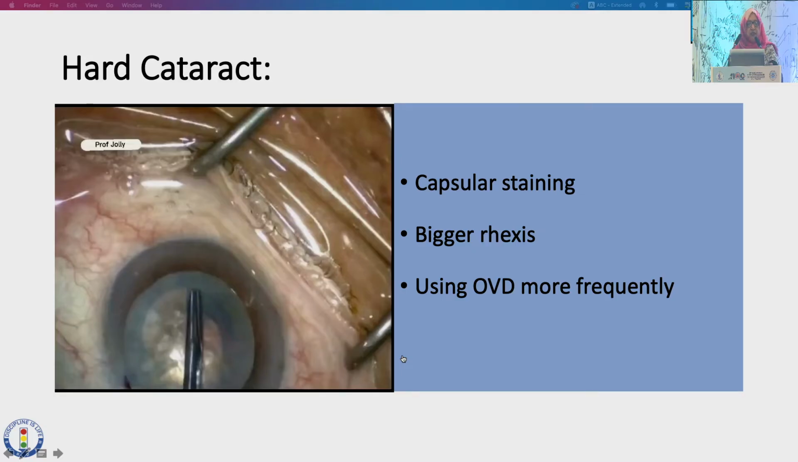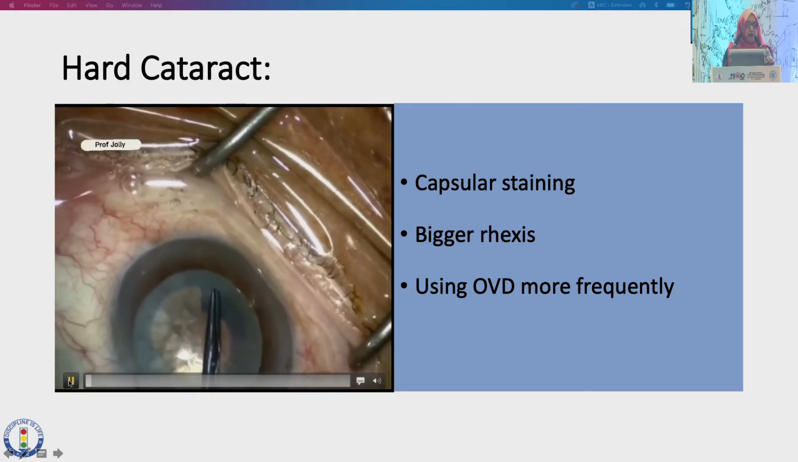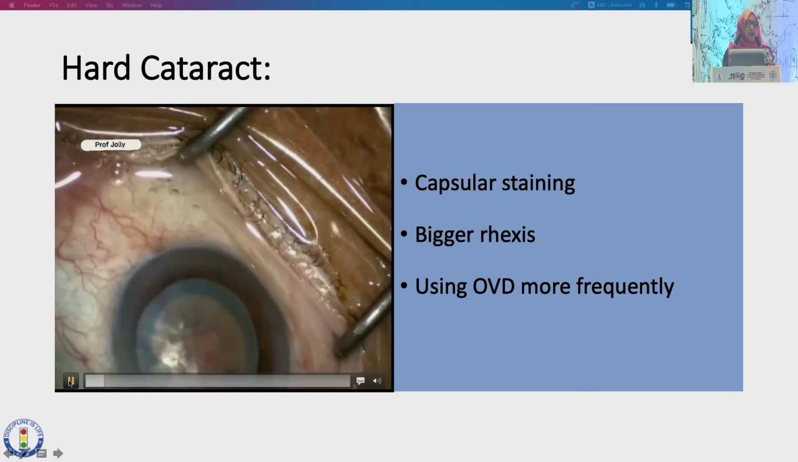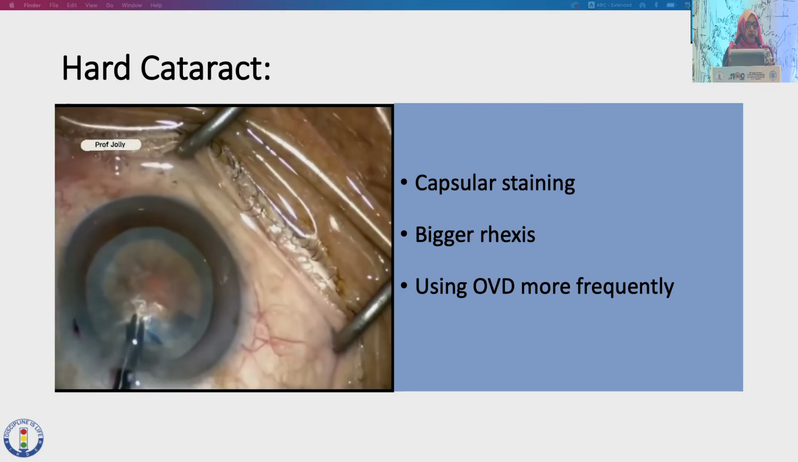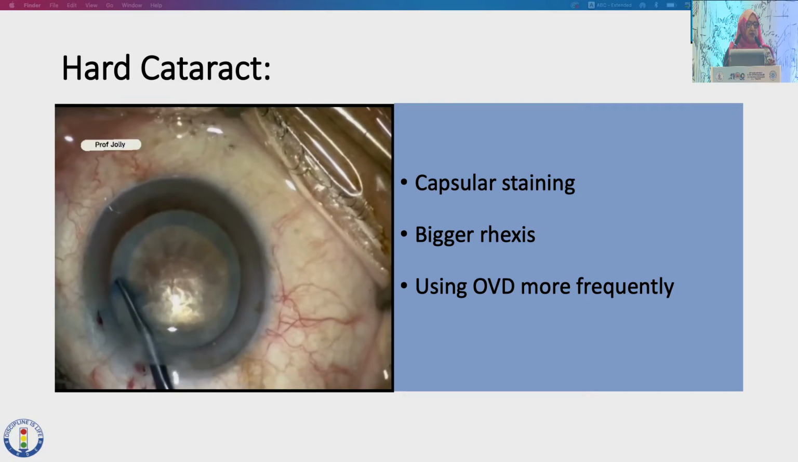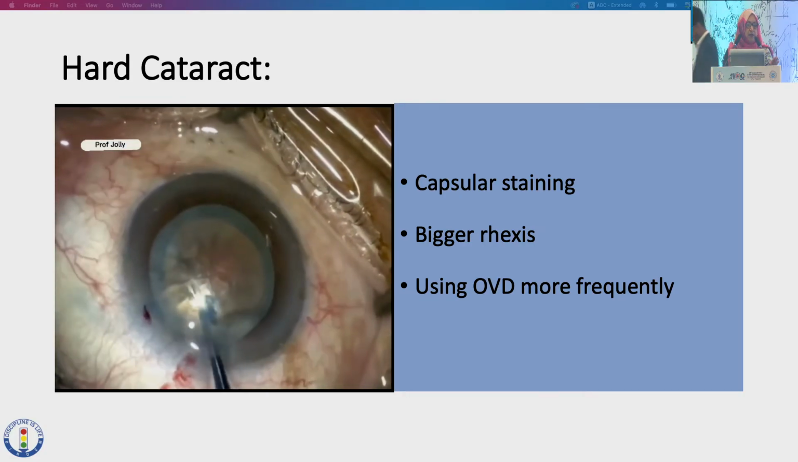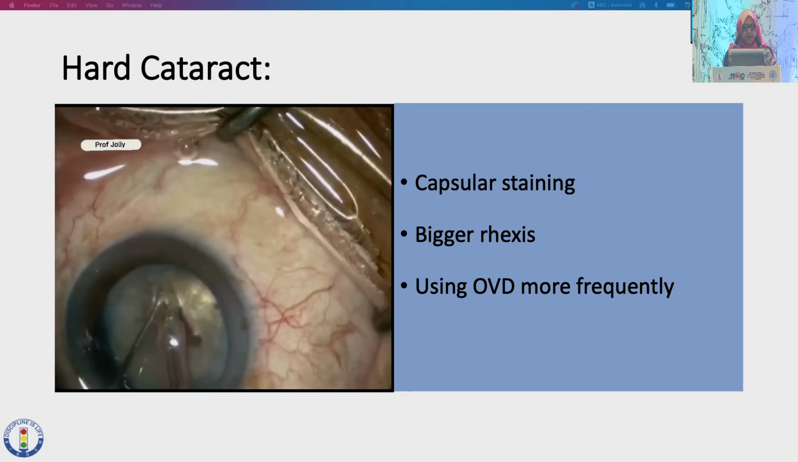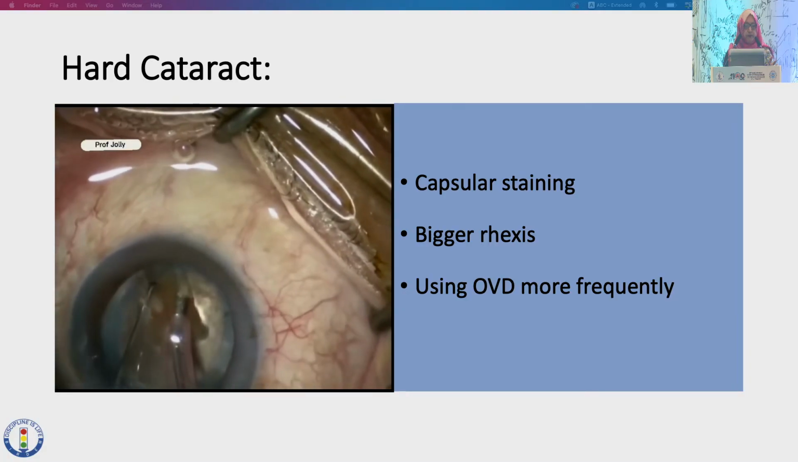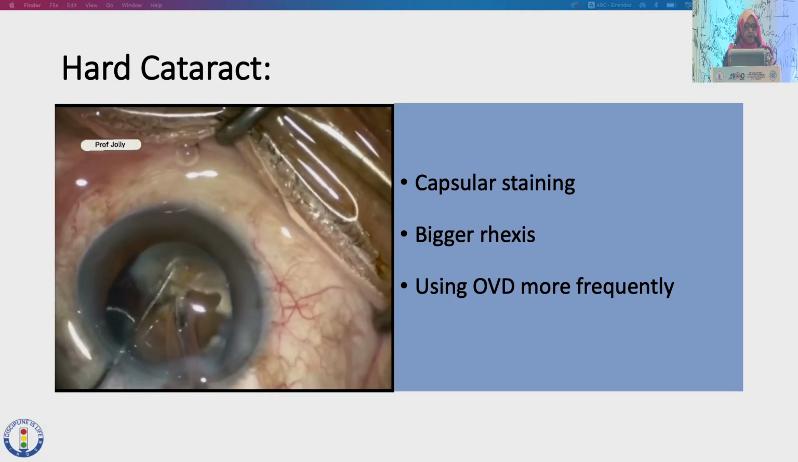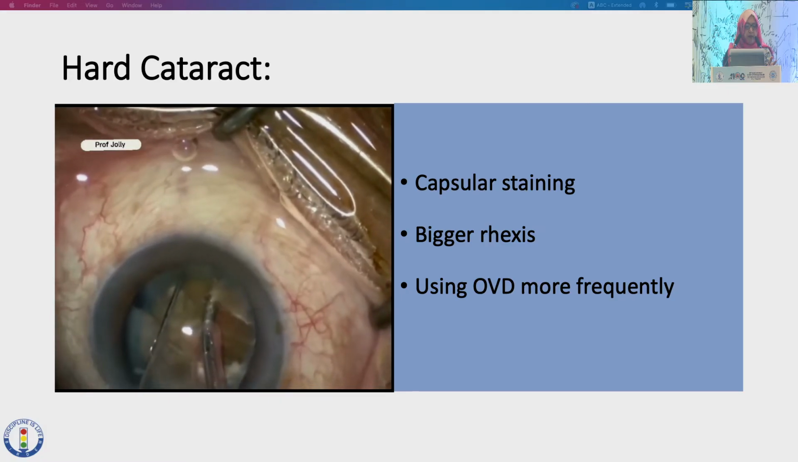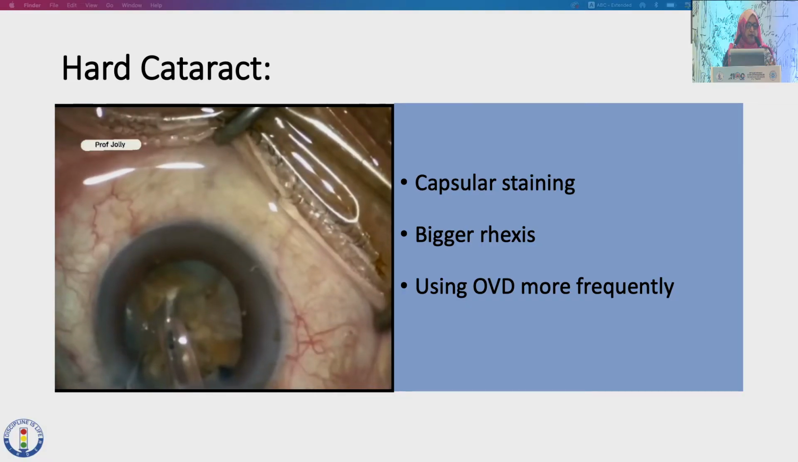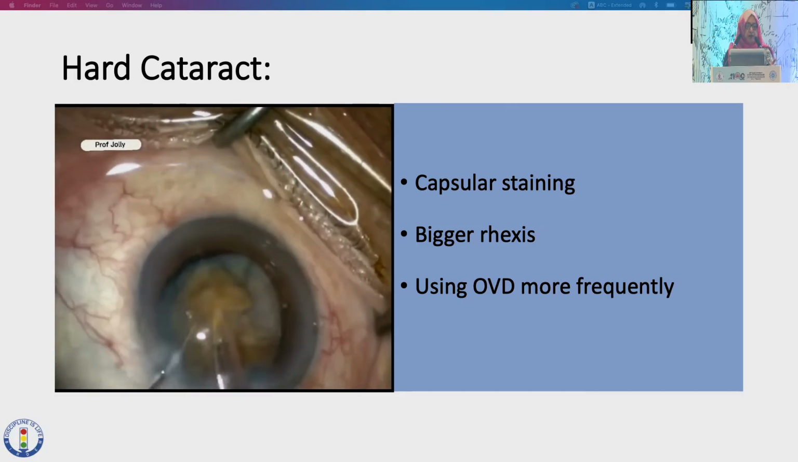In case of hard cataract, after staining the capsule, we could do capsulorhexis a little bit larger than usual to minimize the stress over the zonule during phacoemulsification. And here we have to use OVD more frequently. And the rest of the phacoemulsification we could do whatever we prefer.